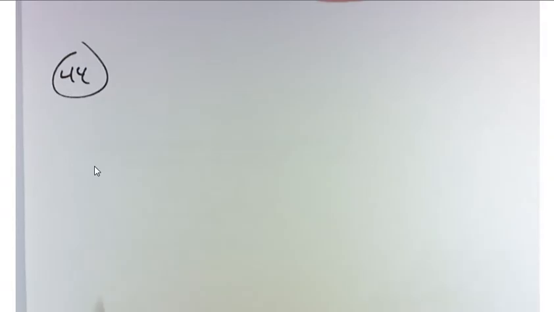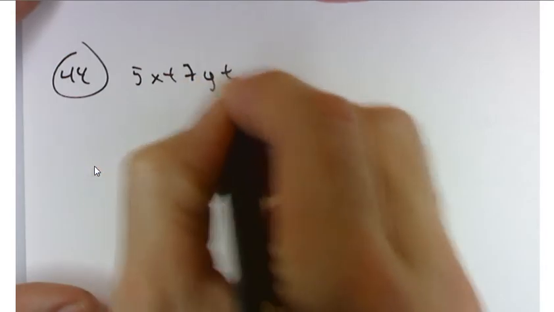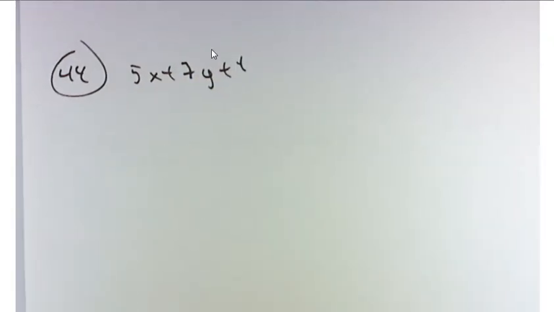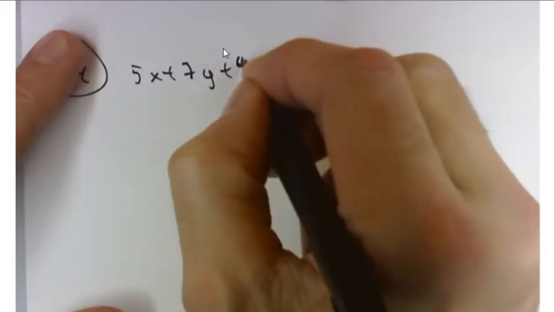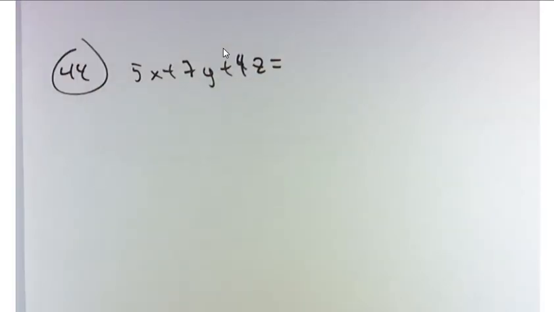So problem 44 is this. 5x plus 7y plus... Yeah, I know. That's why we didn't do 18 again. So at home, you can figure out what we did wrong with problem number 18 because we didn't get that one right.